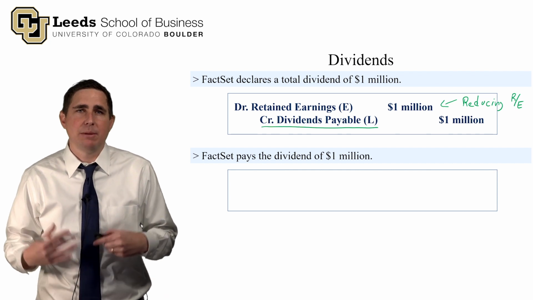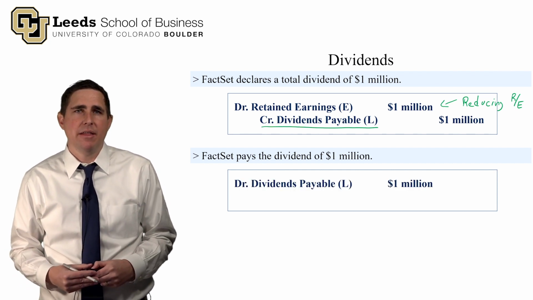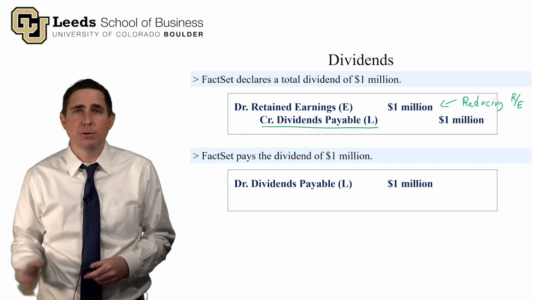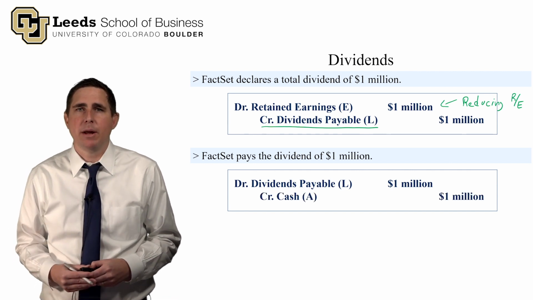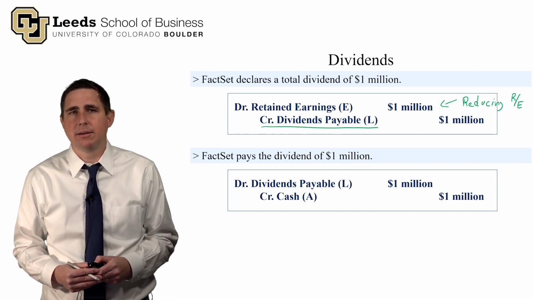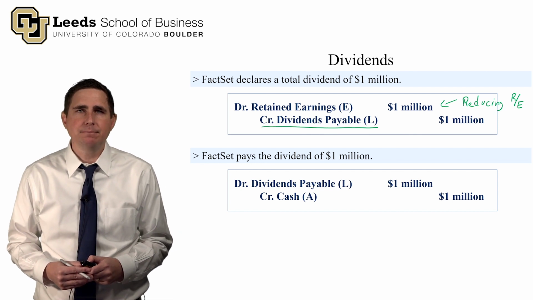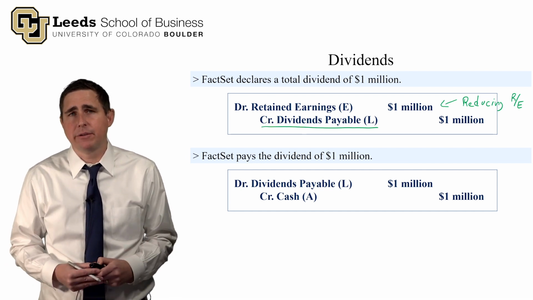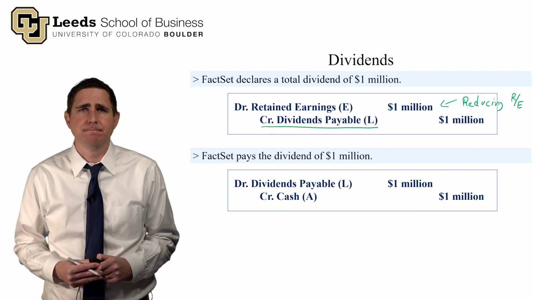Now, when FactSet actually pays the dividend to investors, they'll debit that dividends payable account, reducing it back down to zero, and they'll credit cash because they're actually paying the dividend in cash now. And that's pretty simple, okay? So accounting for dividends is a pretty simple task.